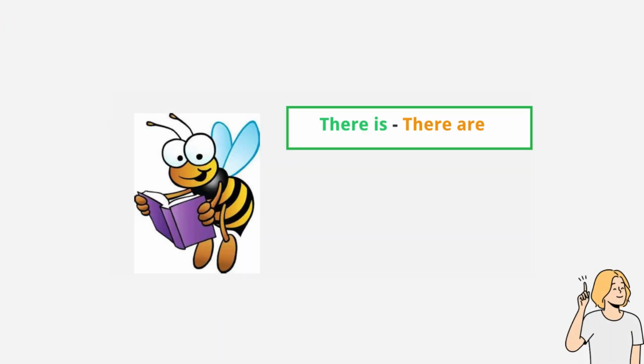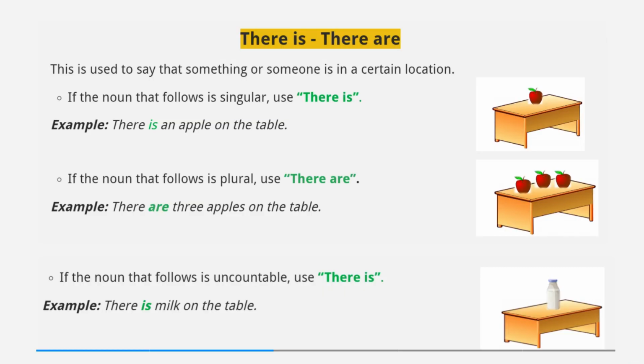There is, there are. This is used to say that something or someone is in a certain location. If the noun that follows is singular, use there is. Example: there is an apple on the table. If the noun that follows is plural, use there are. Example: there are 3 apples on the table. If the noun that follows is uncountable, use there is. Example: there is milk on the table.